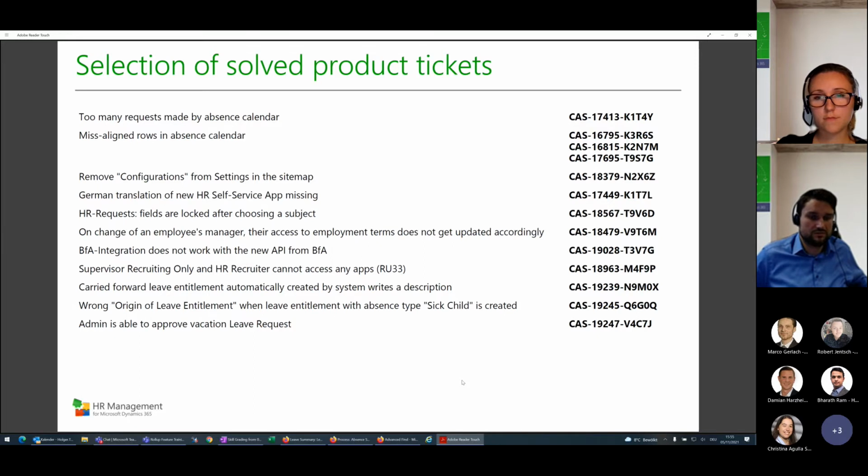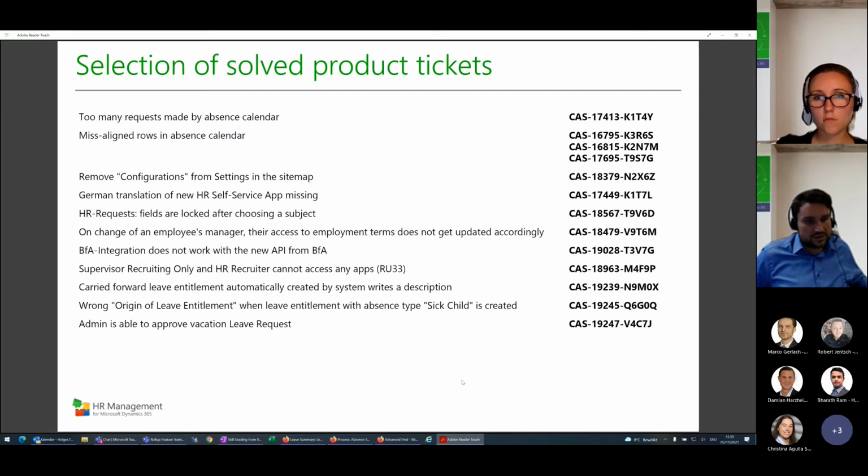BFA integration, for those of you who don't know what BFA is, Bundesagentur für Arbeit, so the German labor agency. We had an integration there, as they have job boards as well, and they changed the API, and we changed it accordingly, so that now we meet the endpoint and we can publish there again. The supervisor recruiting only and HR recruiter role haven't been able to access this if it was the only role you had assigned to a user, not the employee.